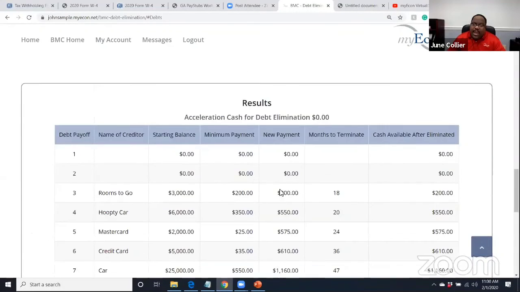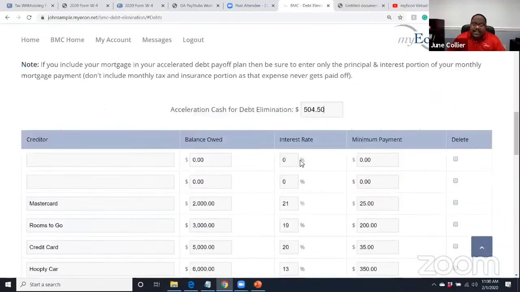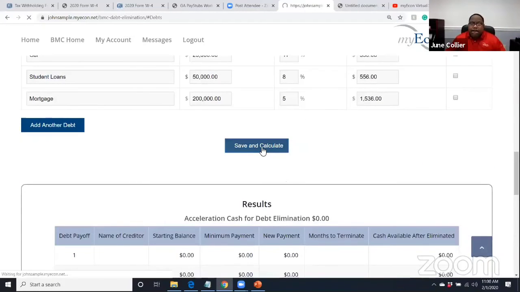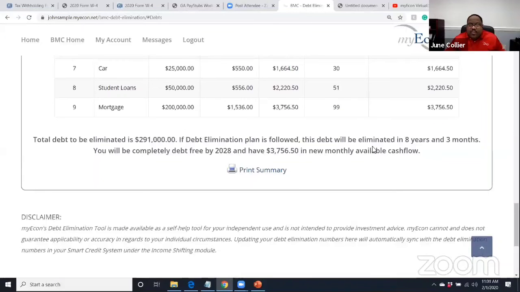Now let's take a look at what happens if we take that $500 that we saved ourselves in taxes. If we take that $504.50 and apply it to our debt, let's take a look at what happens now. We eliminate our debt in a total of 8 years and 3 months. And then at the end of 8 years and 3 months, we'll have $3,756.50 each month that is available to us. Now, most people have a 30-year mortgage. We're able to eliminate this debt in 8 years and 3 months.